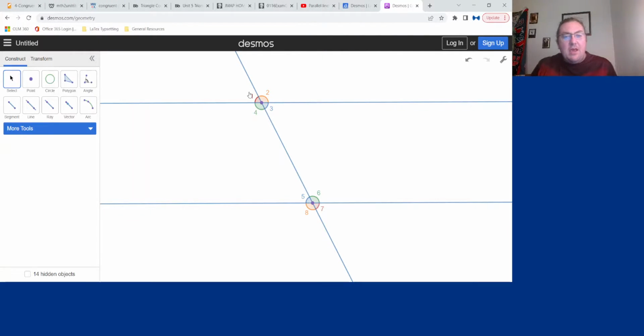Now, the only one that I haven't really talked about yet are corresponding angles. But 1 and 7 are congruent. 7 and 5 are congruent. So 1 and 5 are congruent. So corresponding angle pairs end up being congruent.